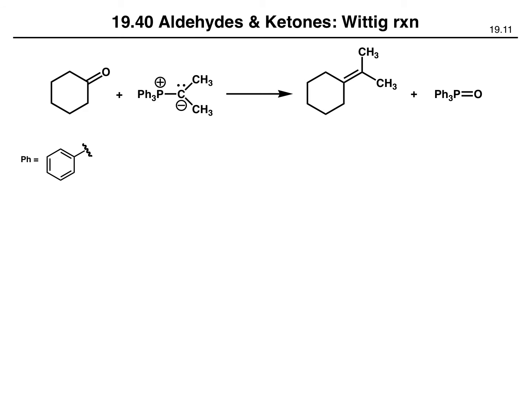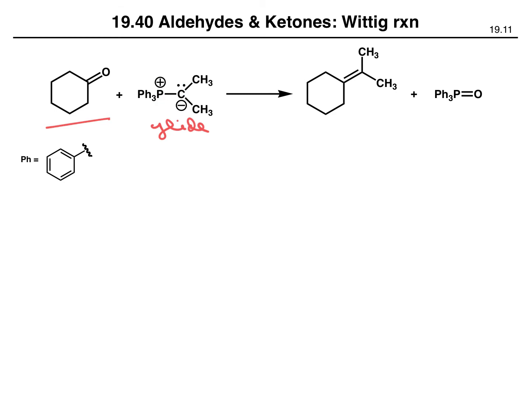So the Wittig reaction involves an aldehyde or ketone reacting with a phosphorus ylide. An ylide is a species that has a positive and a negative charge on adjacent atoms. So the molecule overall is neutral. But each one has an octet, and so the overall molecule is relatively stable.